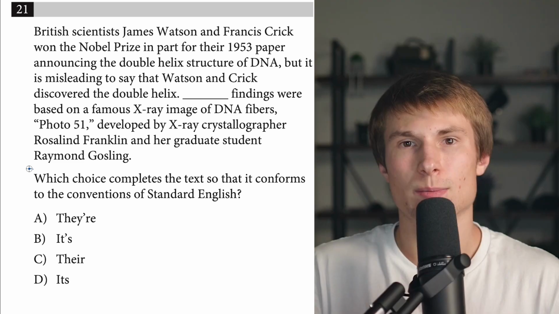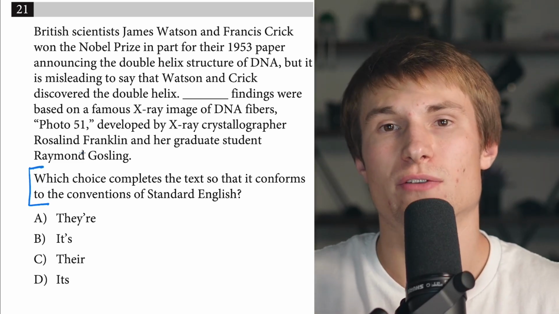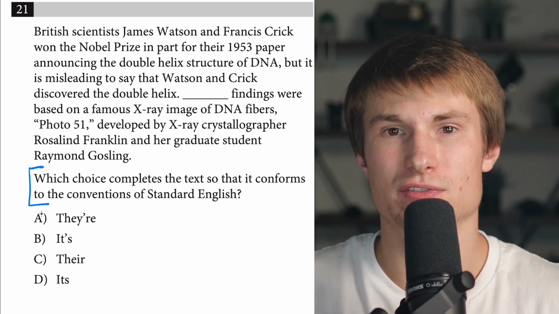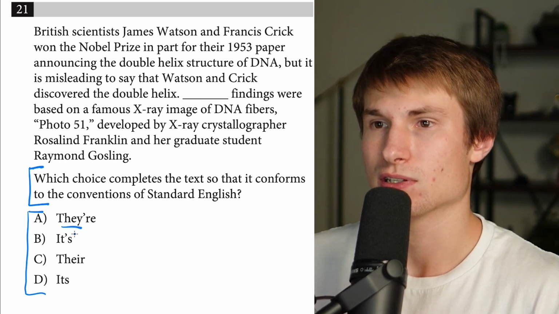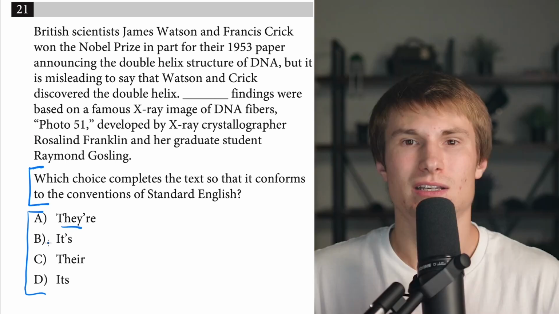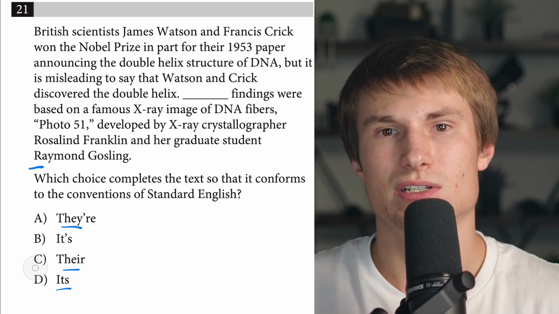Because this question type is so common on the digital SAT writing section, I want to give a third example of it. So we have: which choice completes the text so it conforms to the conventions of standard English. You'll begin by taking a look at your answer choices again. In this case, we see the difference is whether we're using they are, it is, their, which is plural and possessive, or it's, which is singular and possessive. Okay, so let's go ahead and take a look.